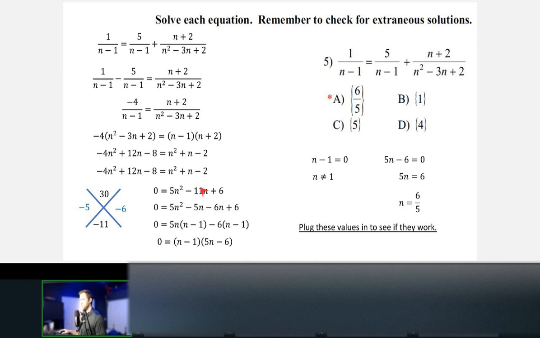So we split the middle term into negative 5n and negative 6n, and then we group the first two together, and then we take out a GCF of 5n. So again, we group these, GCF of 5n, we group these together, negative 6n and 6, and we pull out a negative 6. If we went backwards, negative 6 times n is negative 6n, and negative 6 times negative 1 is positive 6.